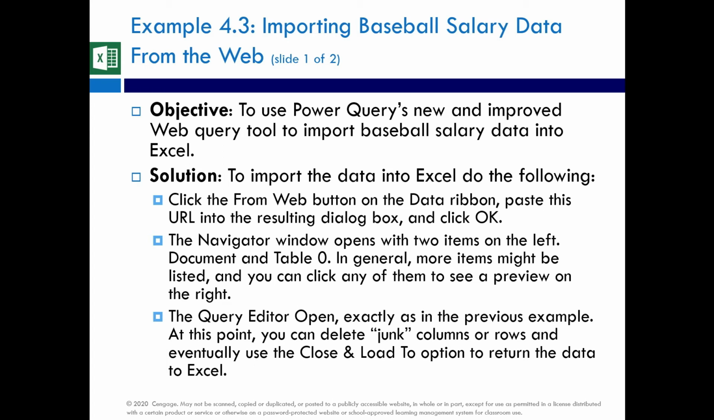The Navigator window opens with 2 items on the left, Document and Table 0, and generally more items might be listed, and you can click any of these to preview. The query editor opens exactly as in the previous example. At this point, you can delete the junk columns and rows. Eventually, you will choose the Close and Load option and return to Excel.